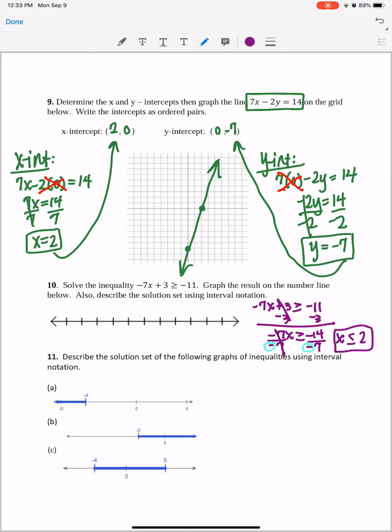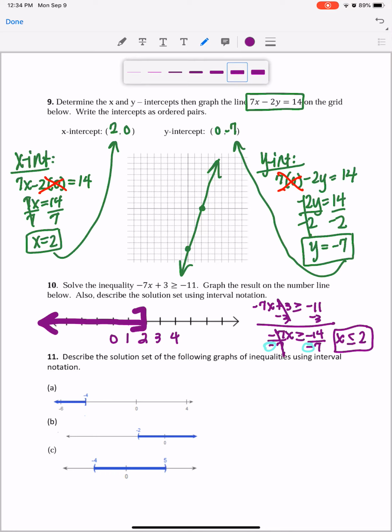So now let's graph this. 2 is where my solution is. So I'm going to put that in the middle. Then I'm going to go 2 to the left and 2 to the right. So now when I graph, use this as an arrow. It's pointing this way. So we are going that way. And because it has that line under it, it's a bracket. So there is my graph.